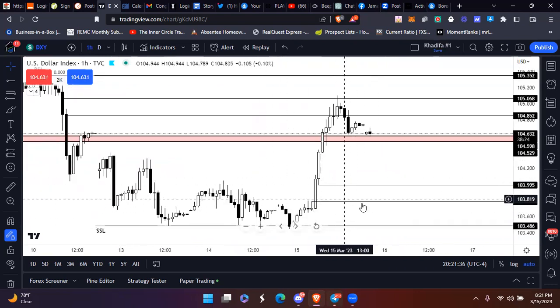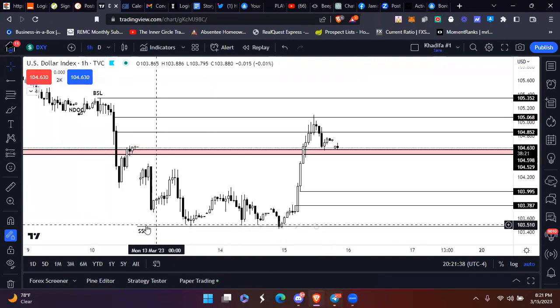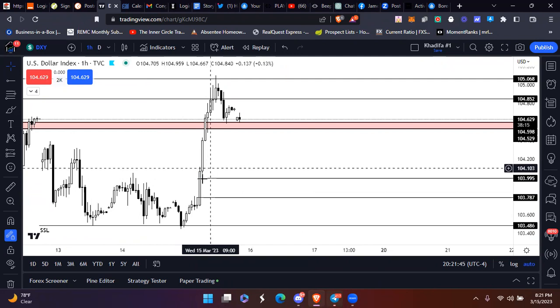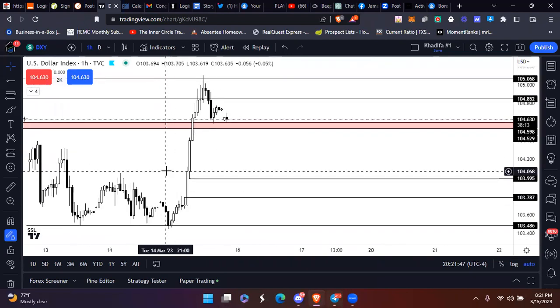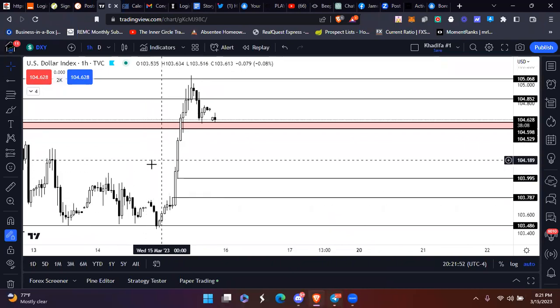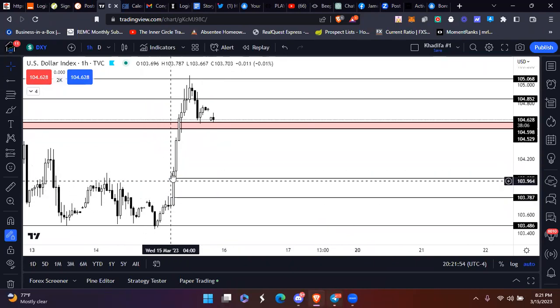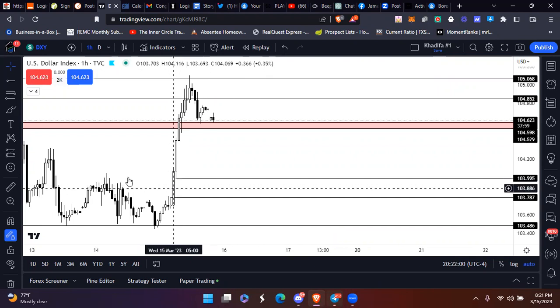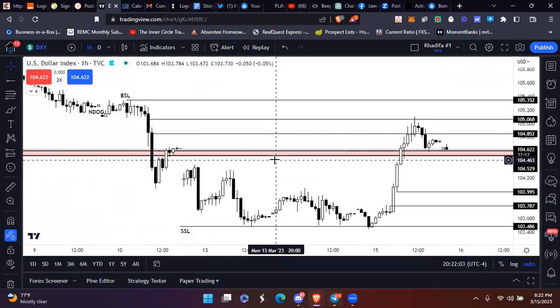So once we see that sell side liquidity taken out, and we see the break of the market structure with this move here, we then look for our fair value gap, preferably a breakaway fair value gap. So a breakaway fair value gap is when the fair value gap occurs and we don't see a candle pull back down into that fair value gap like we see it happen.